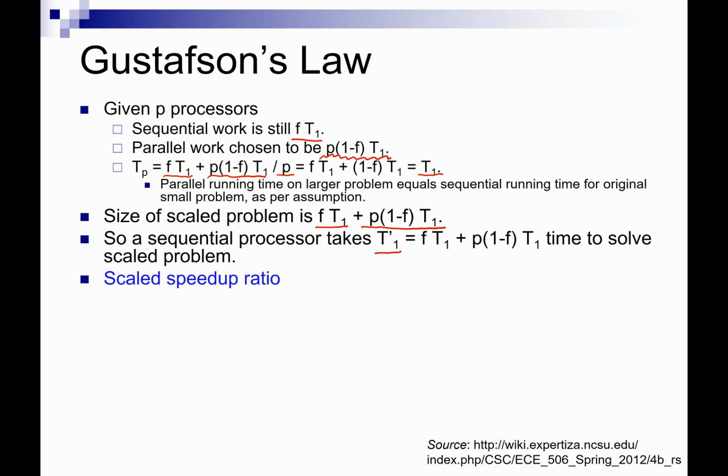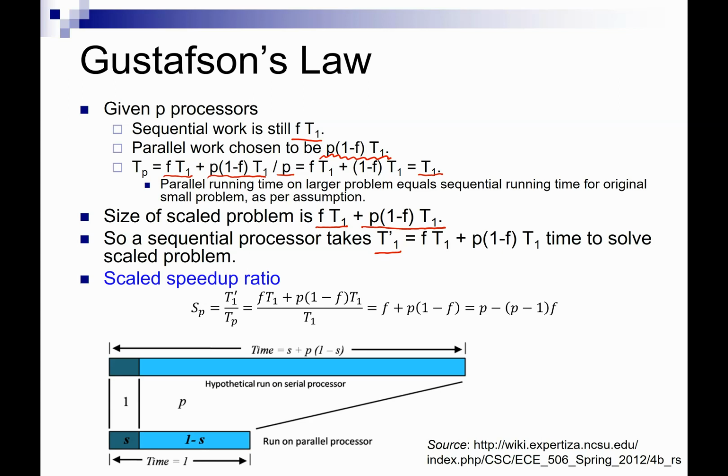And now what about the speedup that we're getting? The speedup is basically comparing the sequential running time, this T prime of 1, to the parallel running time. We know the parallel running time is TP over here. This is equal to T1. And the sequential running time is equal to this expression, which is also something in terms of T1. So now you do the math, and you cancel everything, and you get that this scaled speedup for Gustafson's law is going to be equal to P minus (P minus 1) times F.